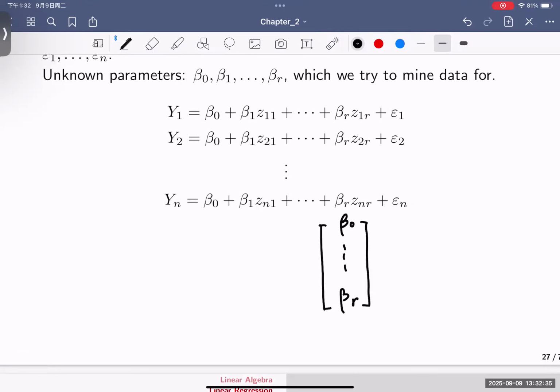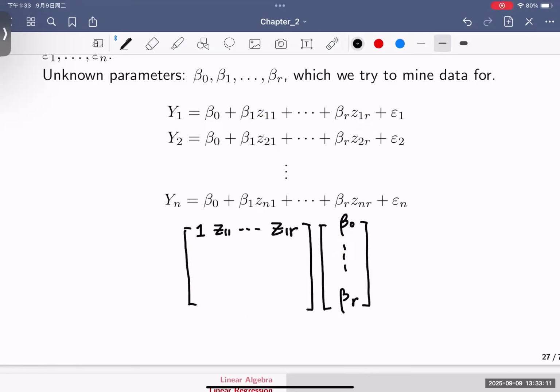So what is the remaining part? Which type of matrix will multiply this beta? If we have such a matrix, the first result looks like 1 times beta 0 plus z11 times beta 1, until z1r times beta r. So the first row we can write down as 1, z11, until z1r.